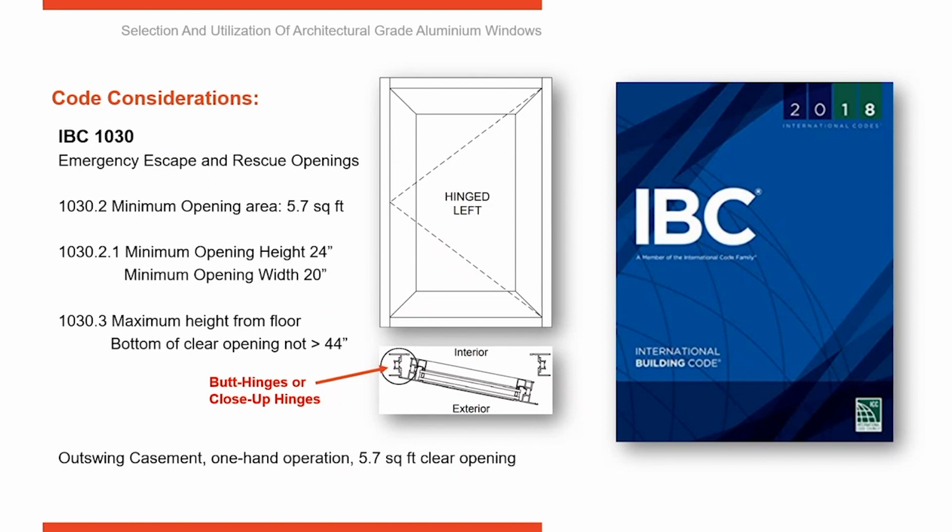So you can't use floor bar friction hardware, which is very common. It has to be butt hinges or close-up hinges so that as the windows open, it swings clear of the opening, gets clearly out of it so that people escaping won't get hung up on handles or hardware on the unit. So again, be aware of that if IBC 1030 does impact your project.